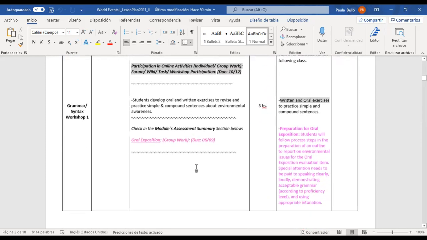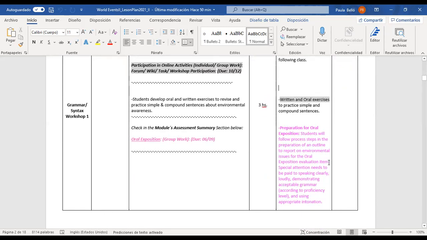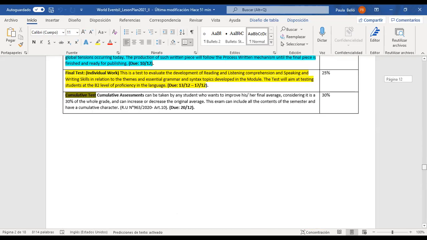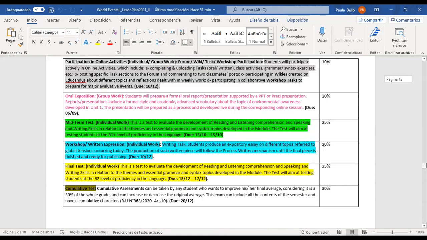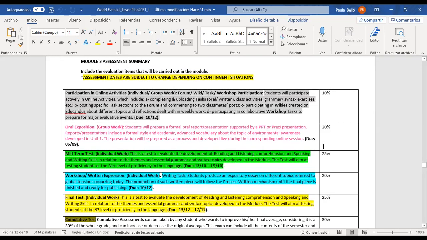But you know that the ultimate evaluation item after this unit is the preparation for the oral exposition. It will be due at the beginning of September. So you have 4 weeks to accomplish this work, which will be in pairs or in groups as we were working last semester. You have the complete description at the end, I will show you again, but also in this chart that you already know, the assessment summary.